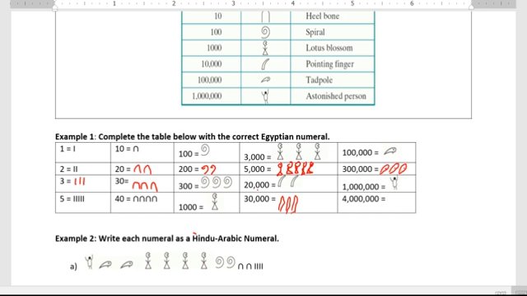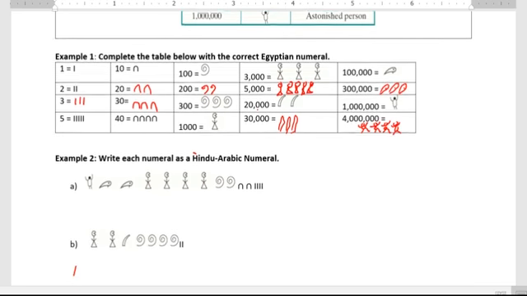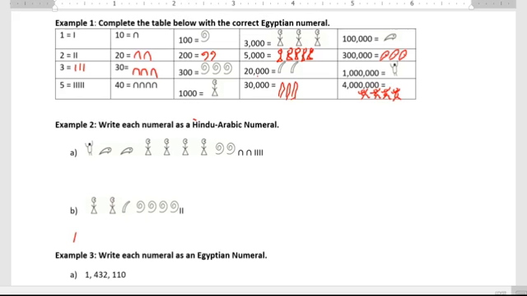And then the astonished person represents 1,000,000. So we're going to need 4 astonished people. Example 2, write each numeral as a Hindu Arabic numeral. Remember that Hindu Arabic just means our base numbers, our numbers. So the astonished person here represents 1,000,000, plus each of these tadpoles represent 100,000. So we have 2. So that's 200,000.